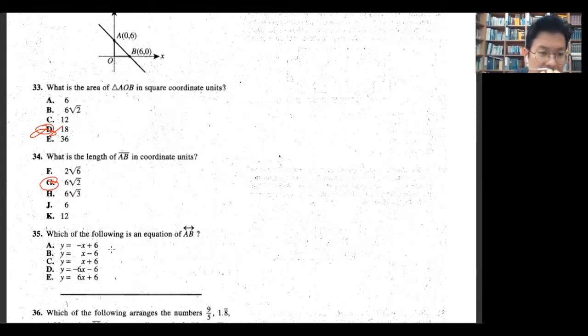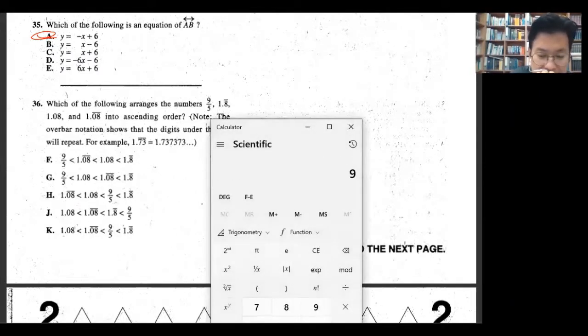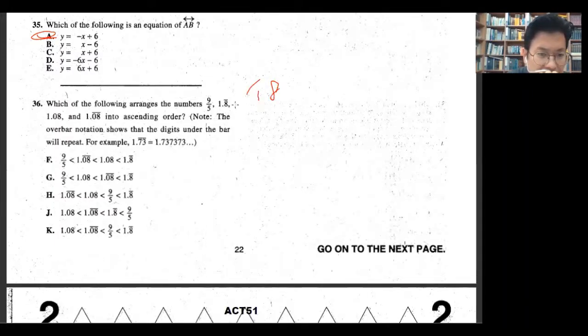AB, y-intercept is 6, and then x is minus, let's say, let's think about one by one. Put in the calculator, 9 over 5 first, let's see, what is 9 over 5? 1.8. So 1.8 has to be less than 1.8888, right? And then 1.80 has to be less than this. So this one comes first. This is K.